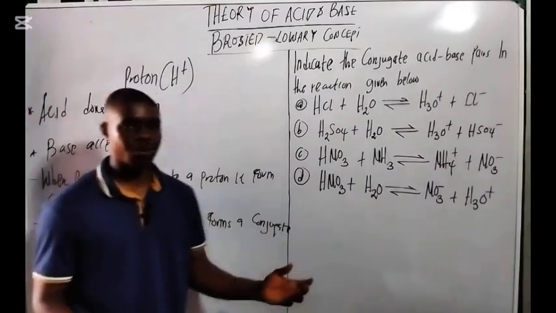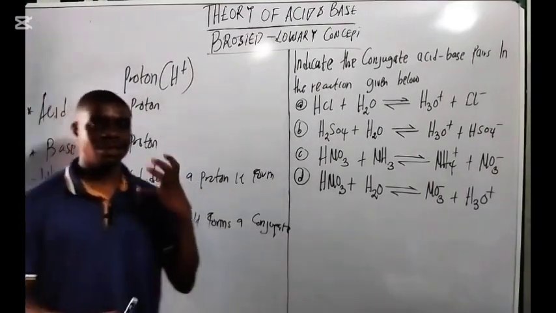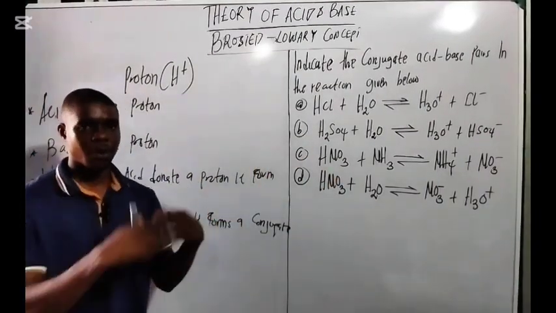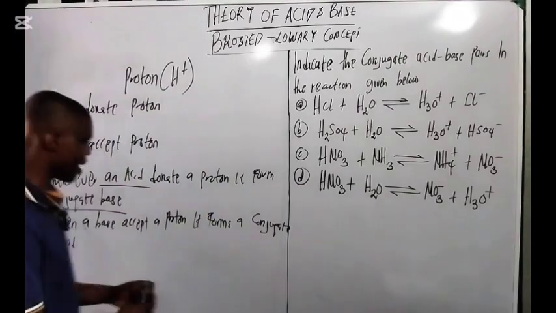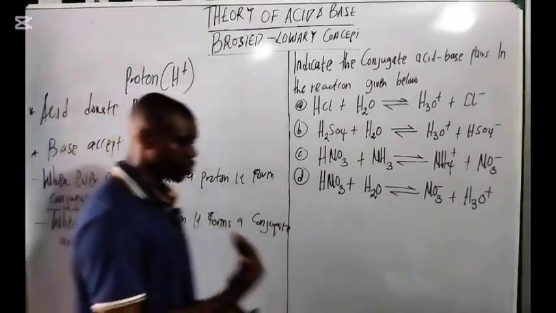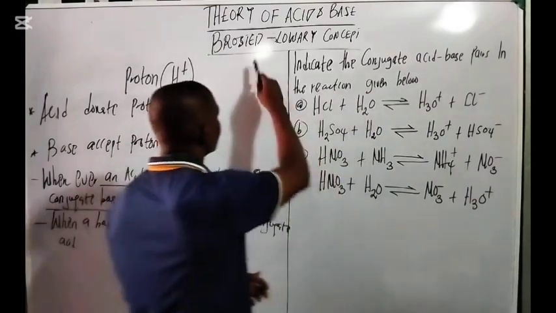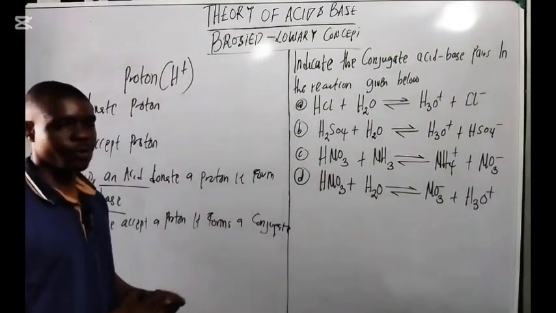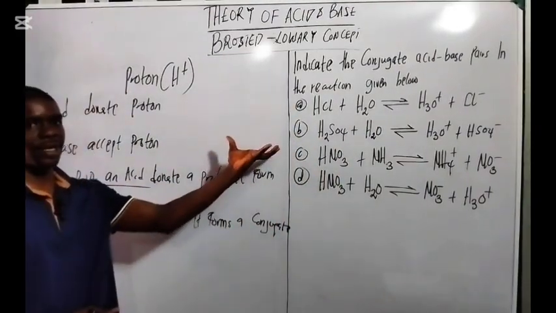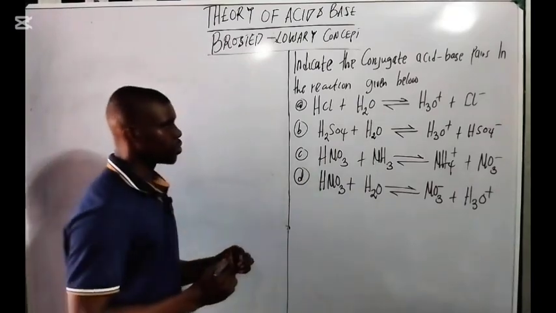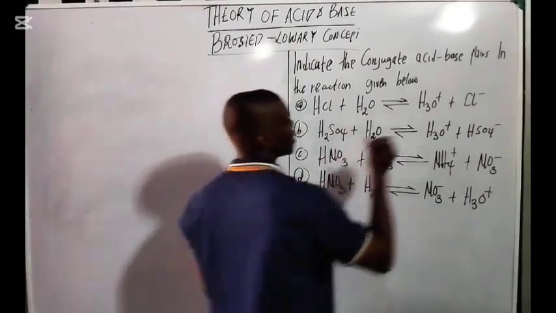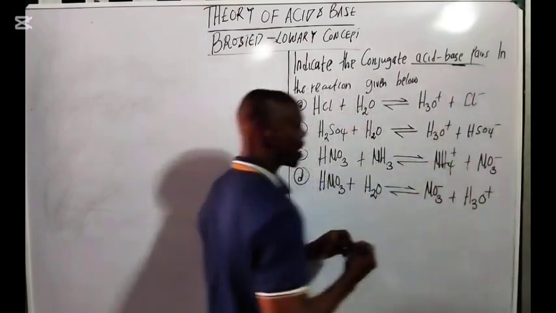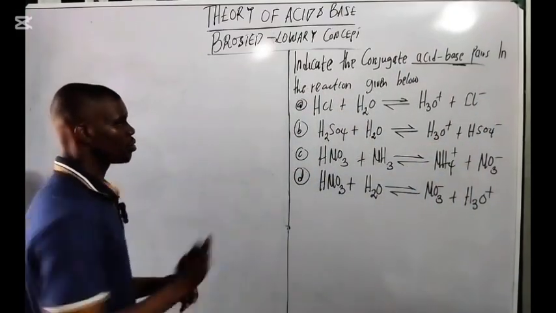So these are the things you need to put in your mind: an acid donates a proton to form a conjugate base, while a base accepts a proton to form a conjugate acid. These are things you need to understand when it comes to Brønsted-Lowry concepts. As we move on, I will show you the first reaction. Because we have conjugate acid-base pairs, how do you identify them? Just take note.